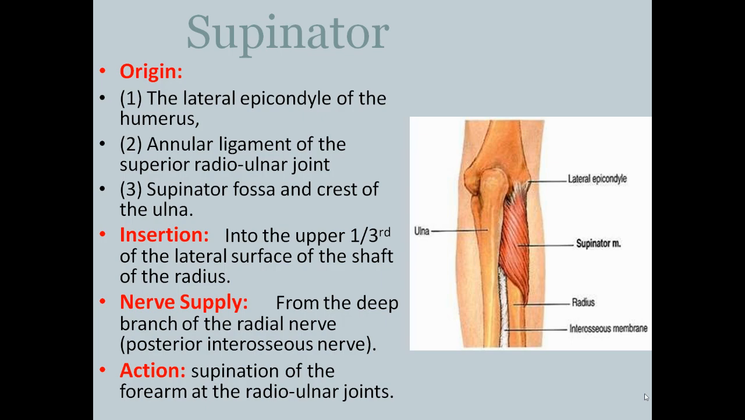This is a very small muscle among all the muscles present in the deep layer, and it takes origin from several points: the lateral epicondyle of the humerus, the annular ligament of the superior radioulnar joint, the supinator fossa, and the crest of the ulna. It will insert into the upper one third of the lateral surface of the shaft of the radius, and it is innervated by the deep branch of the radial nerve. The action is supination of the forearm at the radioulnar joints.